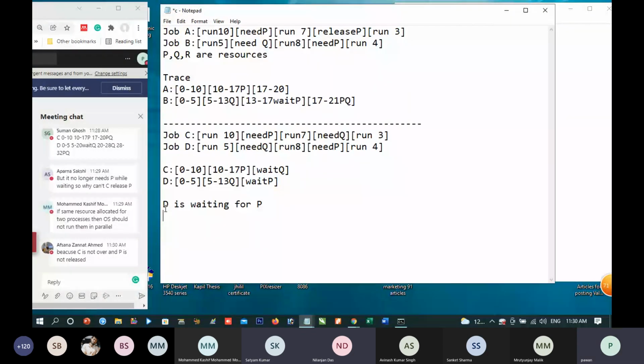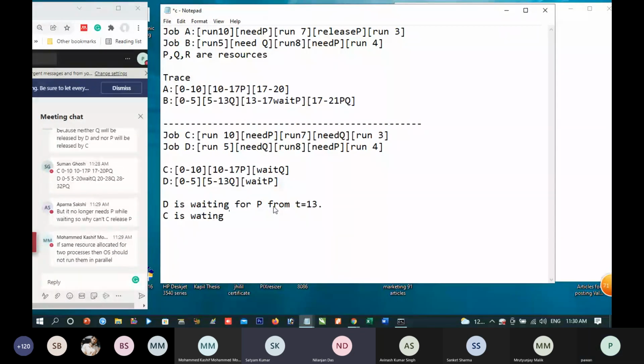D is waiting for P from T equal to 13. C is waiting for Q from T equal to 17. This is not a deadlock. Is it correct?